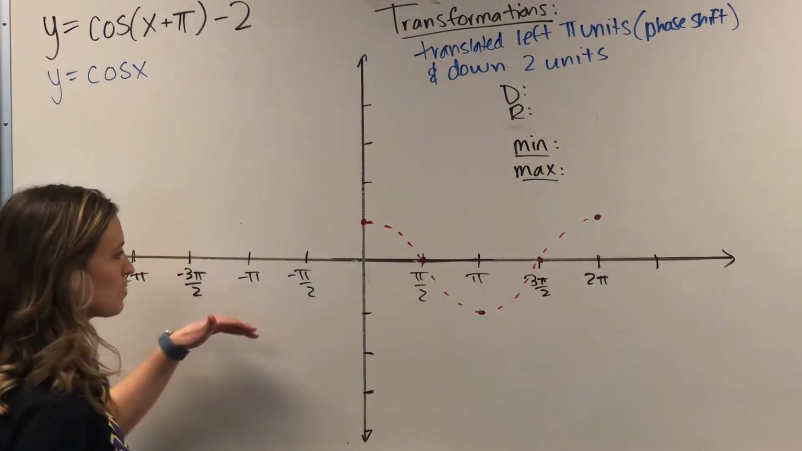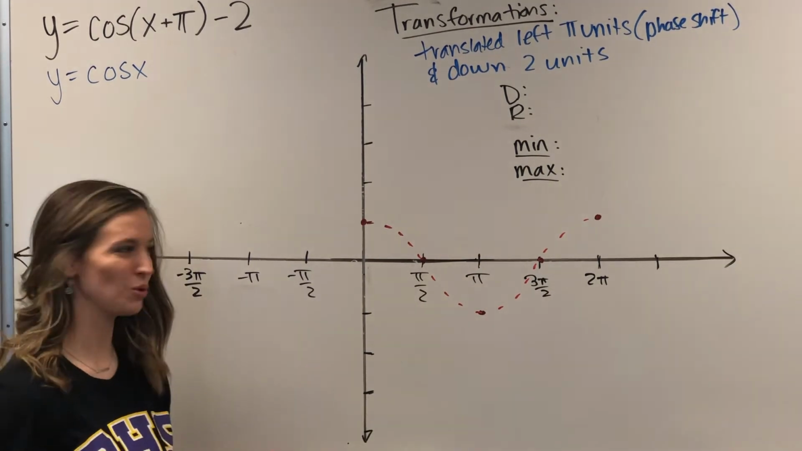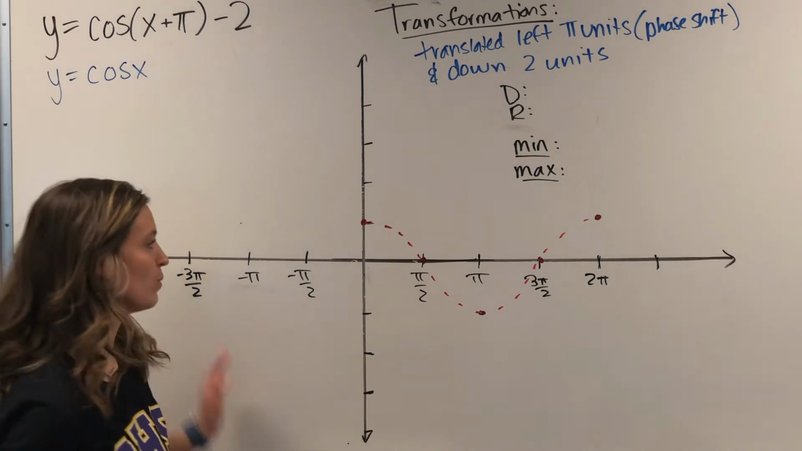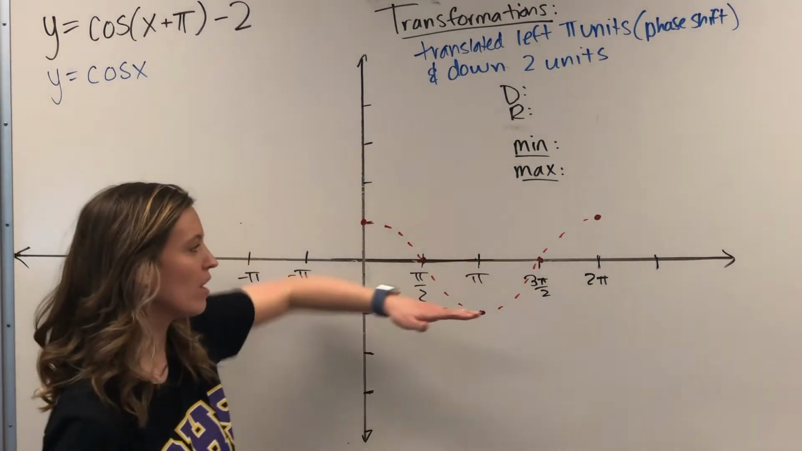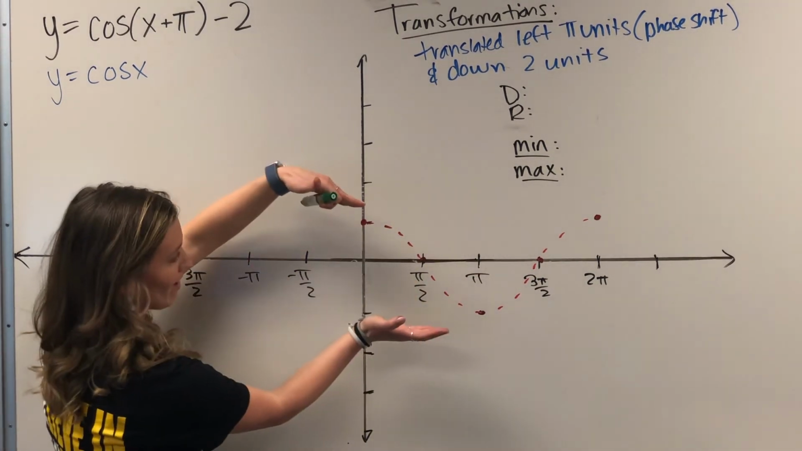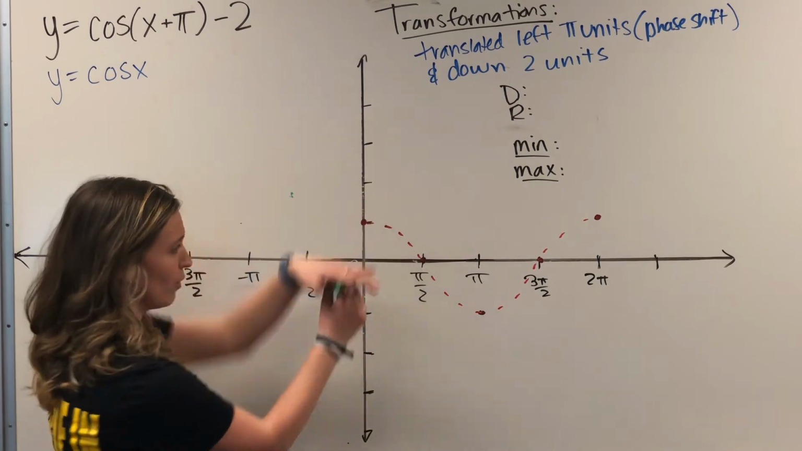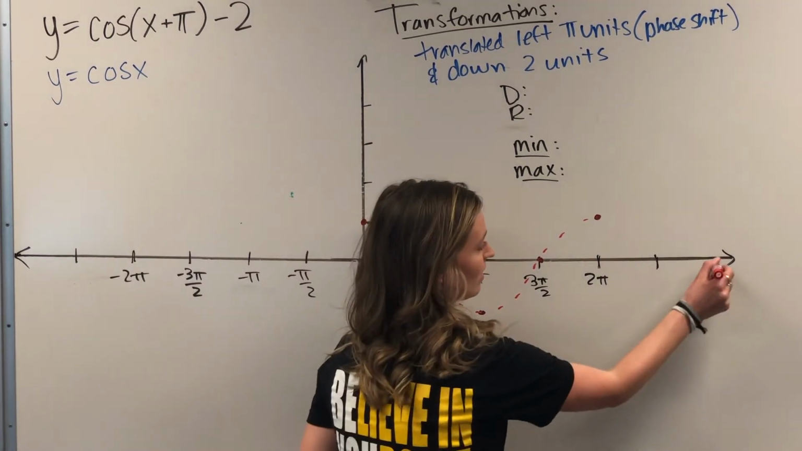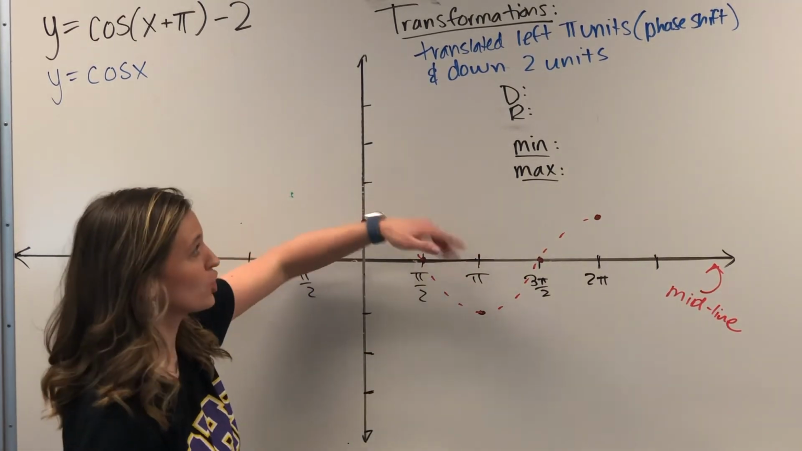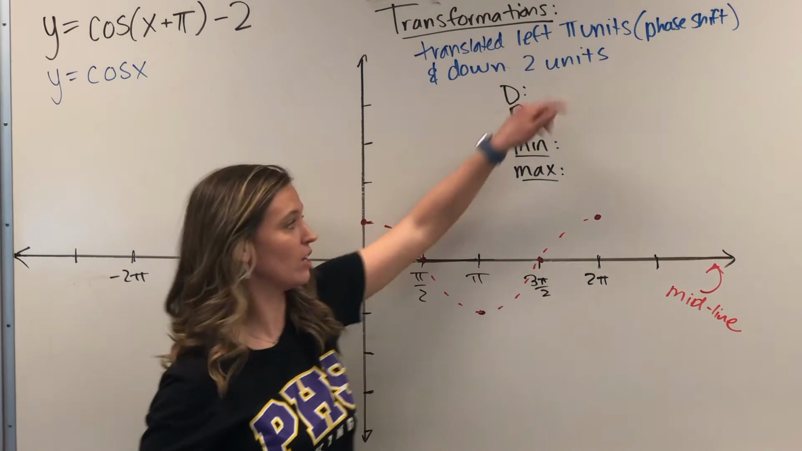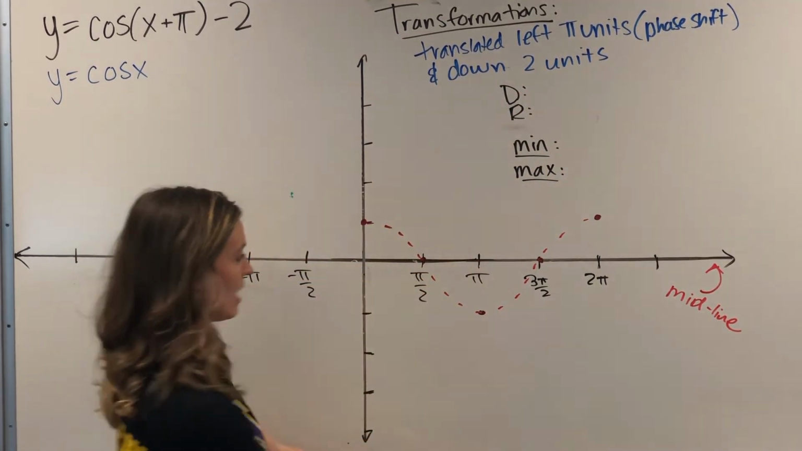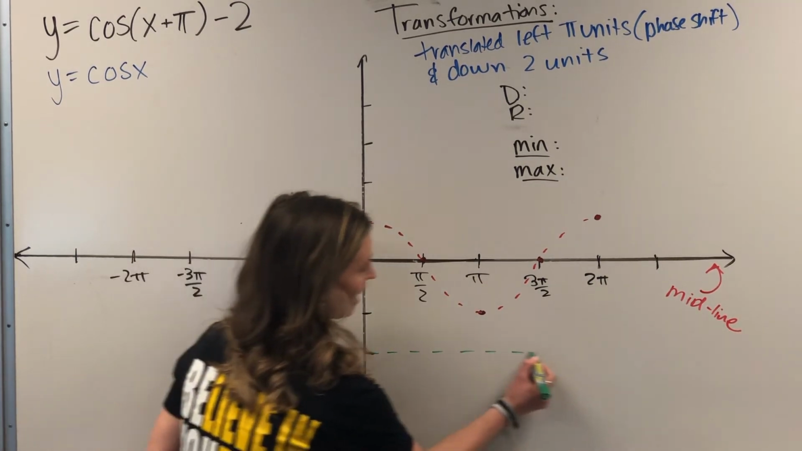So if I start shifting these points, they're gonna start floating and it's gonna get messy. So it'd be nice if I had an anchor for where my points need to end up. So what we can do is go back to the parent and look at what we call the midline. The midline is a horizontal line that breaks up your graph in half between the max and the min value. So in this case, my midline is my x-axis. So if I know I'm shifting down 2 and left pi units, the shifting left isn't going to do anything to my midline, but down 2 would move my midline down 2. So I'm going to go ahead and graph a new midline.